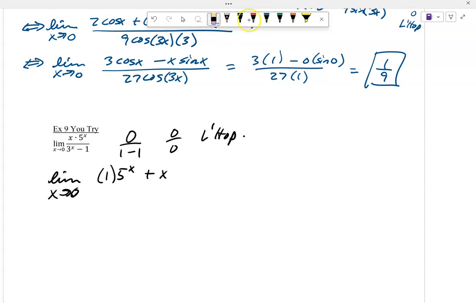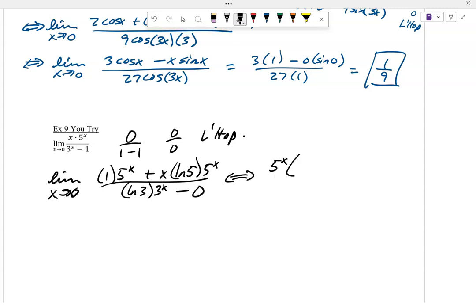So here we'll have ln of 5 to the x. On the bottom we got ln of 3 to the x minus derivative of 1 is 0. And so if I take a 5 to the x out, I would have 1 plus x ln of 5, and this is all over ln of 3 to the x.